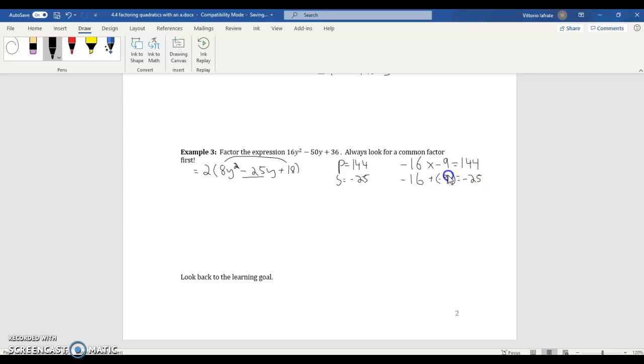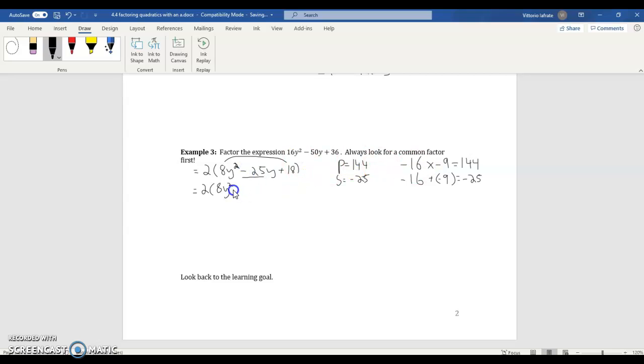So negative 16 and negative 9 work well. And so we're going to proceed using our decomposition rule. So that's going to be equal to 2 times 8y squared. And we'll decompose the middle term, minus 25y. We'll decompose that using our numbers that we found here.